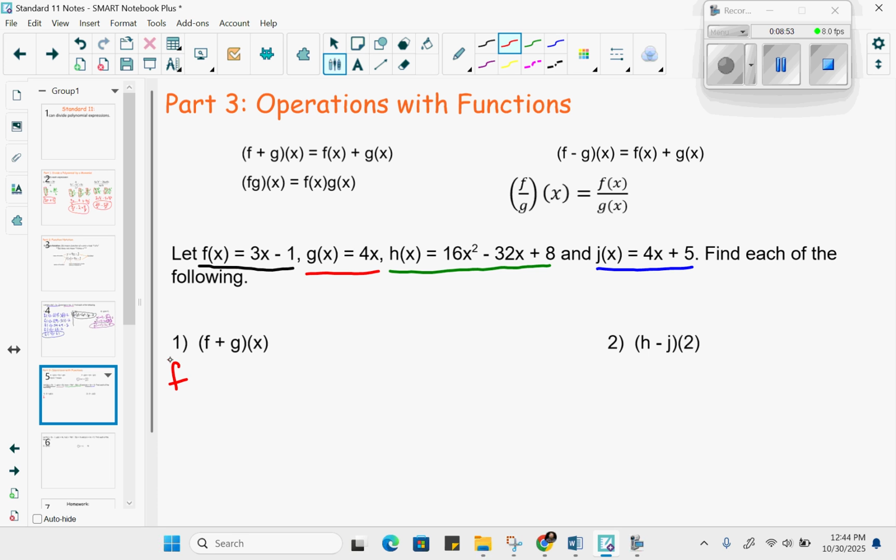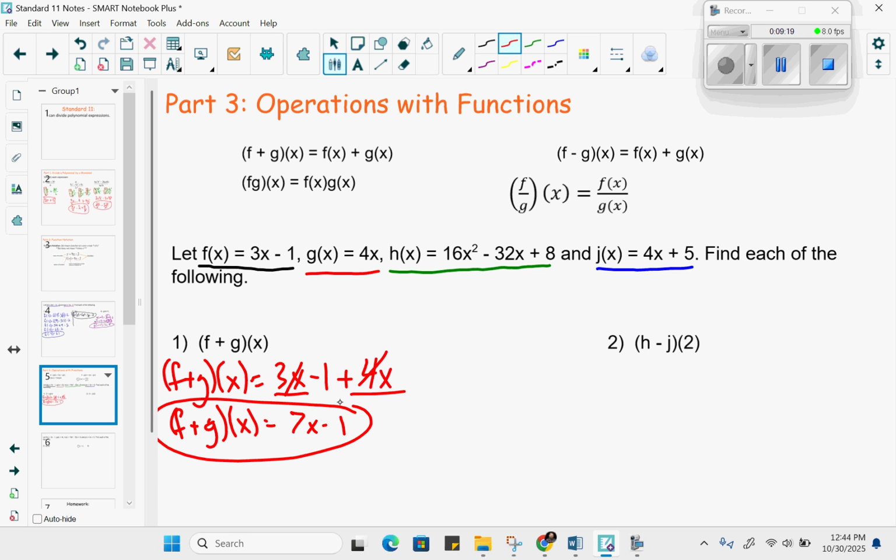F plus g of x equals, we're just going to add the two together, f, 3x minus 1, plus g, 4x. I'm going to simplify. F plus g of x equals, I have 3x plus 4x to get 7x, and minus 1. It's as simplified as I can go. That one's done. So f plus g of x is really 7x minus 1.